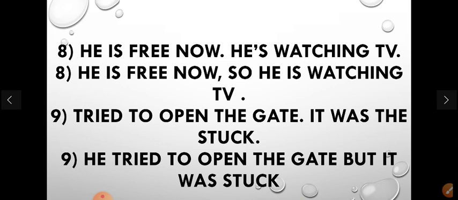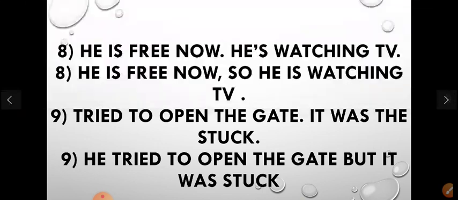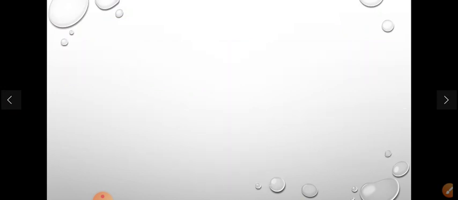Now the ninth is tried to open the gate. It was stuck. He tried to open the gate, but it was stuck. Here we use the conjunction but. Eighth is he is free now, so he is watching TV. Ninth is he tried to open the gate, but it was stuck.